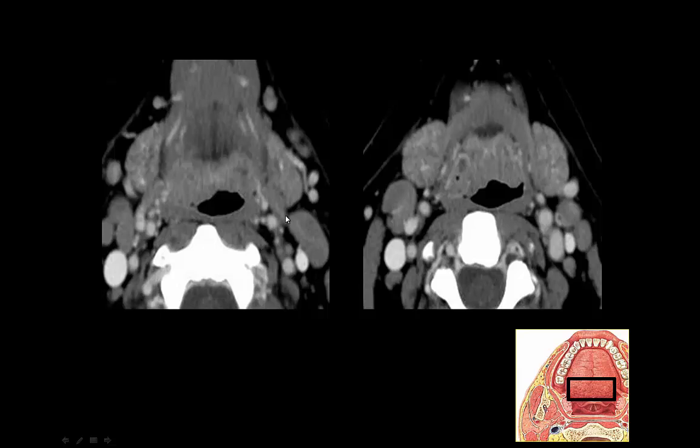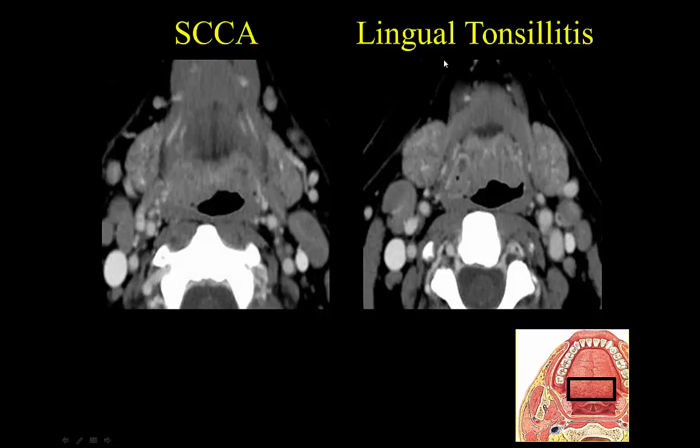So one of these is squamous cell carcinoma, and one of these is an inflammation of the lingual tonsillar tissue located behind the tongue base. Sometimes it's referred to as lingual tonsillitis, a well-known disease entity for our referring physicians. And it's really, really hard to differentiate between the two. This happens to be the lingual tonsillitis, and this is the squamous cell carcinoma. And as previously mentioned, the lymph nodes just don't help because they can be enlarged in either one.